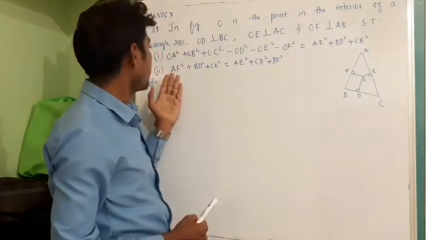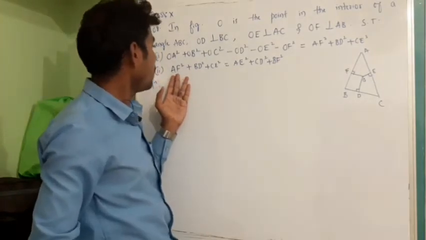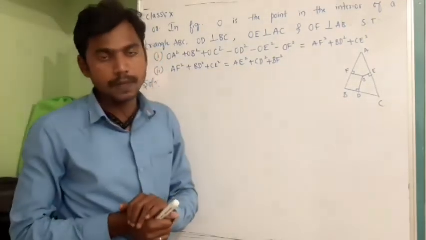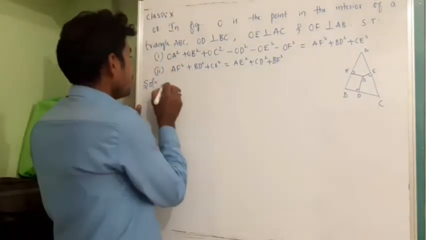And the second part we need to prove is AF square plus BD square plus CE square is equal to AE square plus CD square plus BF square. Okay, so we'll write down what is given.